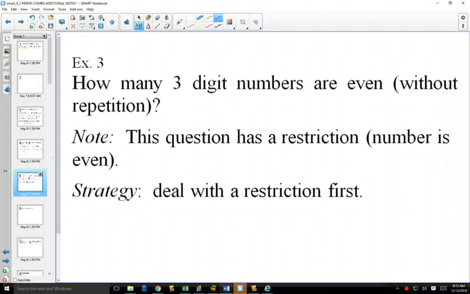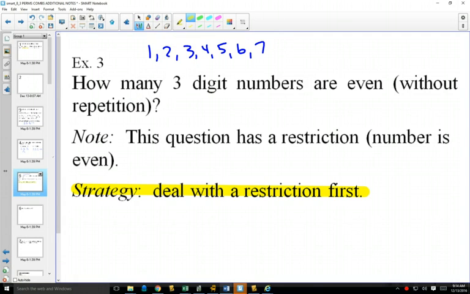Now we haven't looked at restriction questions yet, so this is a small addition to the strategies that we've had so far, but sometimes we've got a restriction. So again, for example 3, we're still going to use the numbers 1 to 7. And the question says, how many 3-digit numbers are even without repetition? So we're allowed to use the numbers 1 through 7. Once you use a number up, it's used up, and it has to be even. Now the strategy is written here for you.